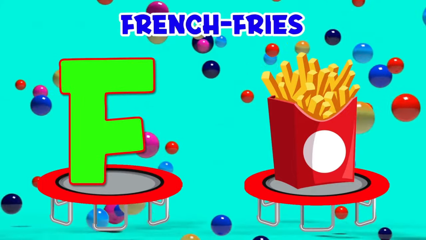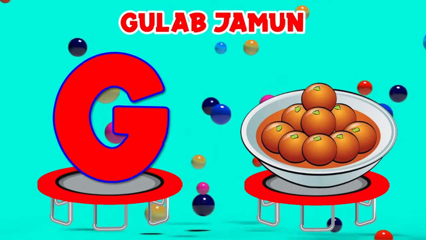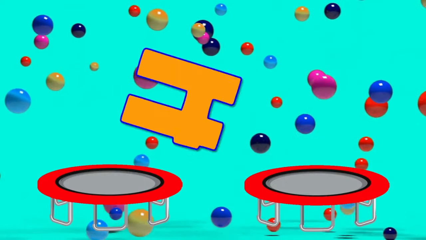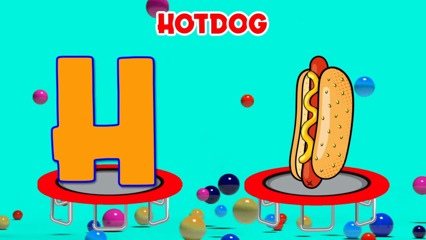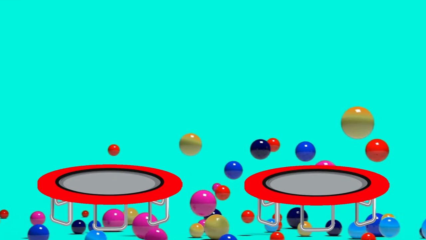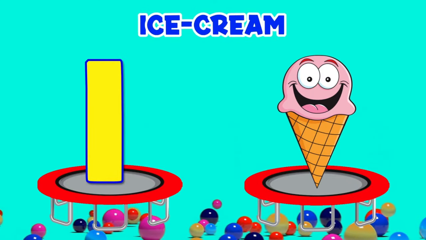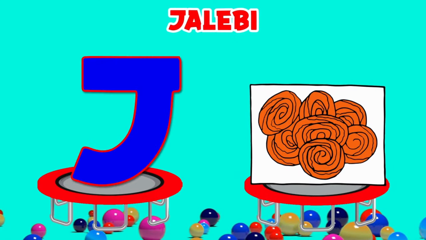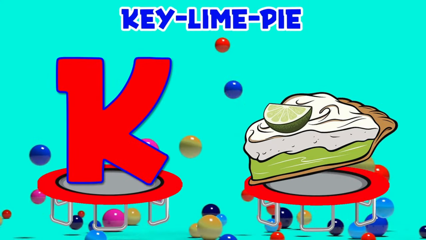F, f, French fries. G is for gulab jamun. G, g, gulab jamun. H is for hot dog. H, h, hot dog. I is for ice cream. I, I, ice cream. J is for jelly bean. J, j, jelly bean. K is for key lime pie. K, k, key lime pie.